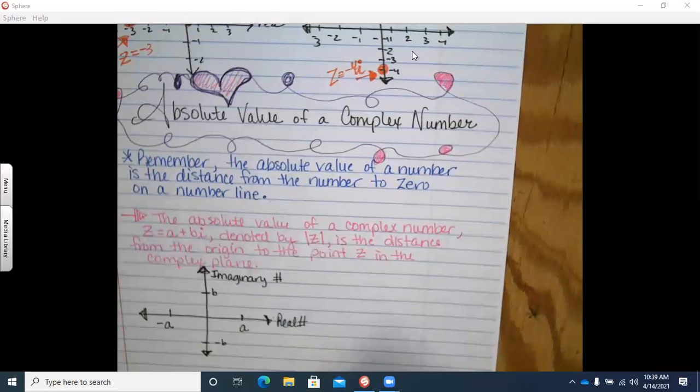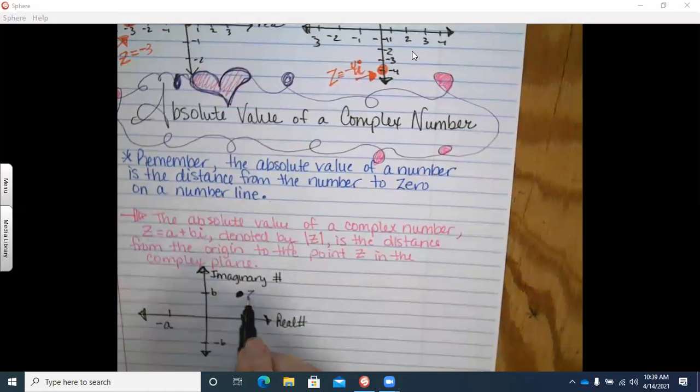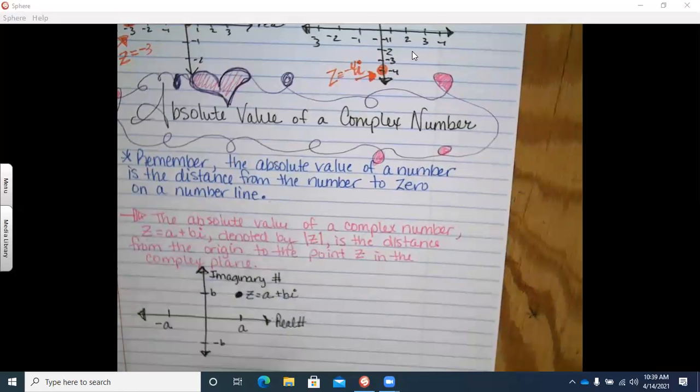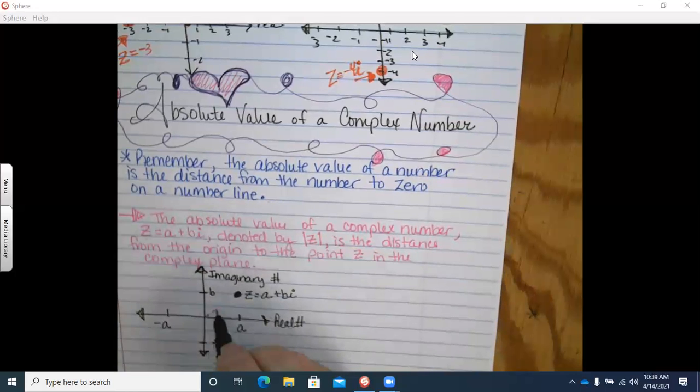So if I was talking about this point right here, that would be z equals a plus bi, where a is positive and b is positive. If I wanted to know the absolute value of that number, that means I'm looking for the distance that number is to zero, or the origin.